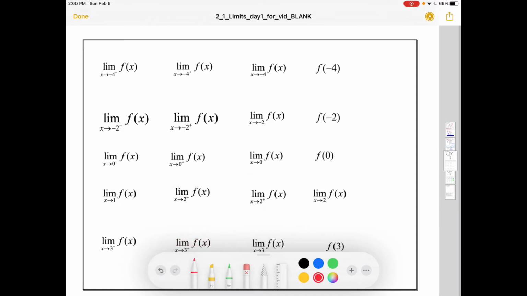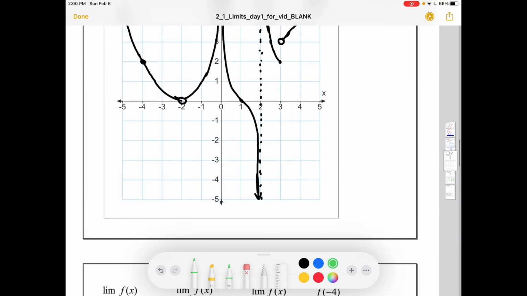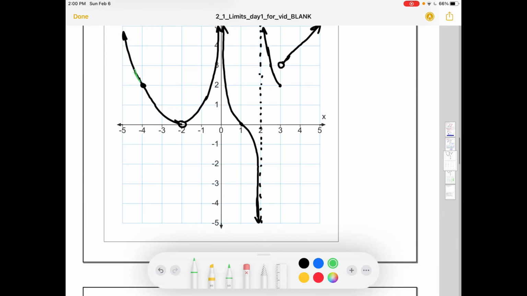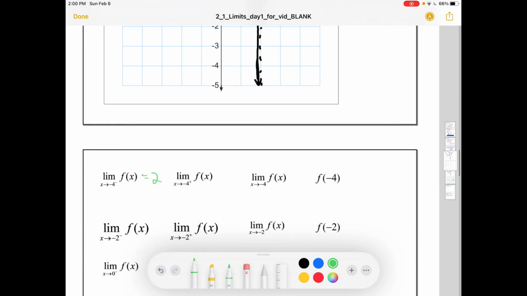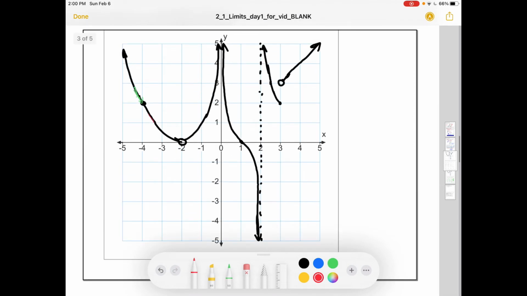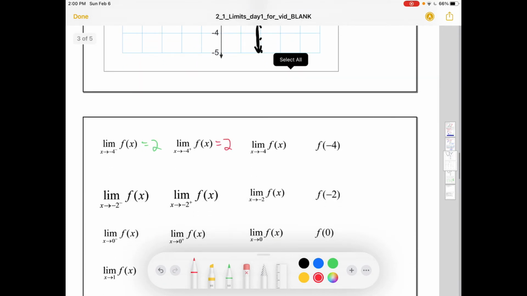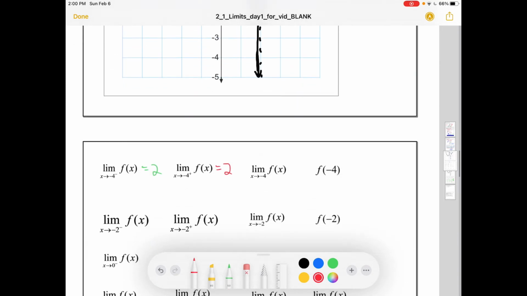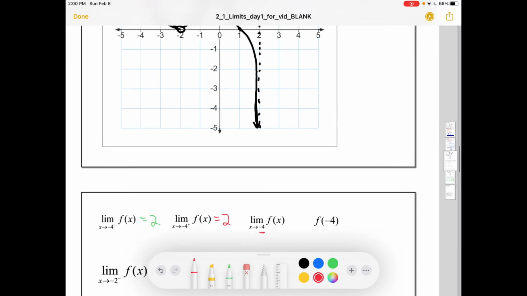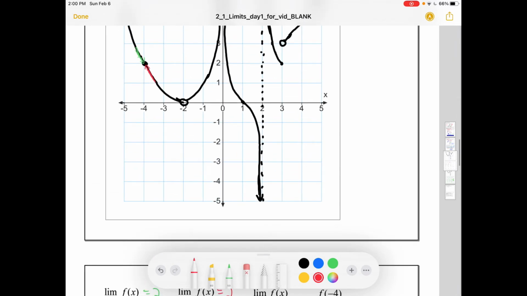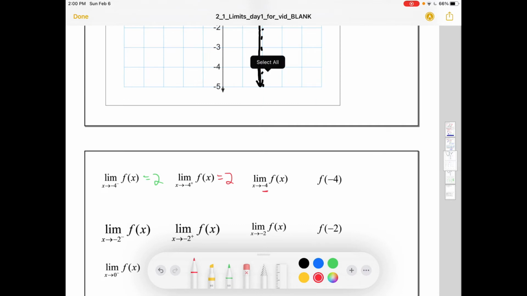So the first one is saying, what is the left-hand limit at negative 4? So I have to approach negative 4 from the left. Oh, it looks like it's going to a y value of 2. If I approach negative 4 from the right, it's also going to 2. And I'd be doing that with my fingers if I were on the iPad. This is saying, what's the overall limit? Well, since they're the same, the overall limit is going to exist.